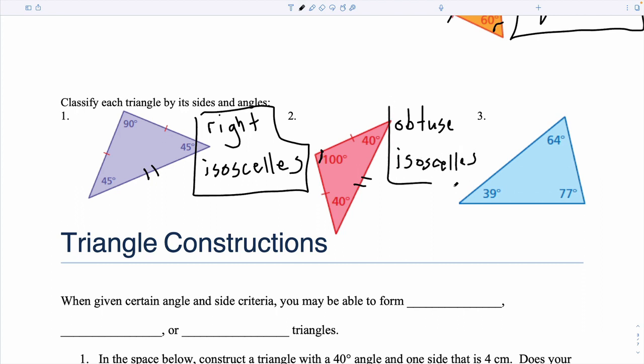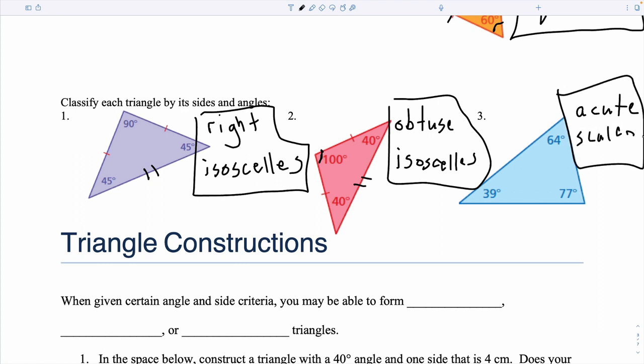And last one, check out all the degrees. Is it acute, obtuse, or right? Jackson, number 3. Is there one angle above 90? I mean acute. This is acute. It's a cute little triangle. And does any side length equal the same? It's a scalene triangle. We'll call that acute and scalene. Acute and scalene.